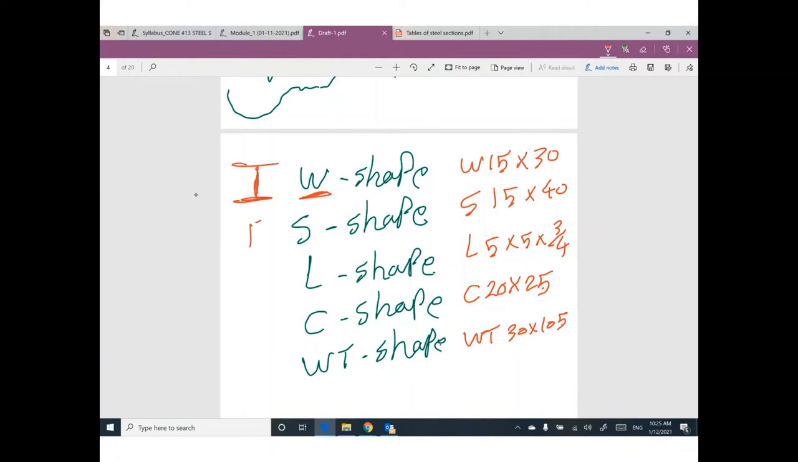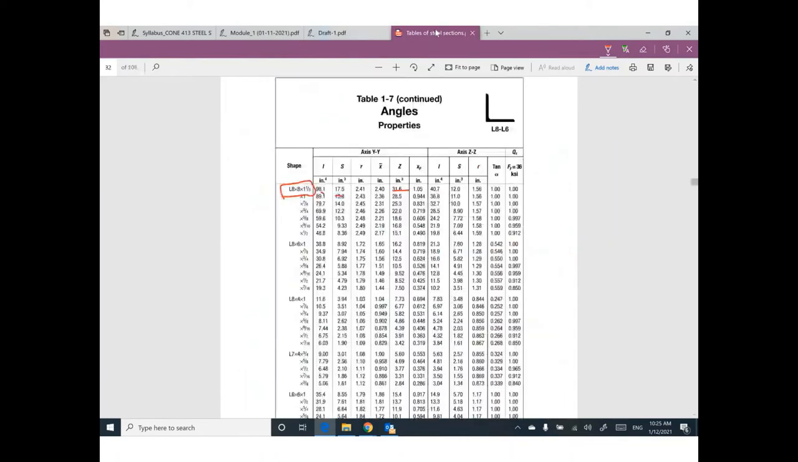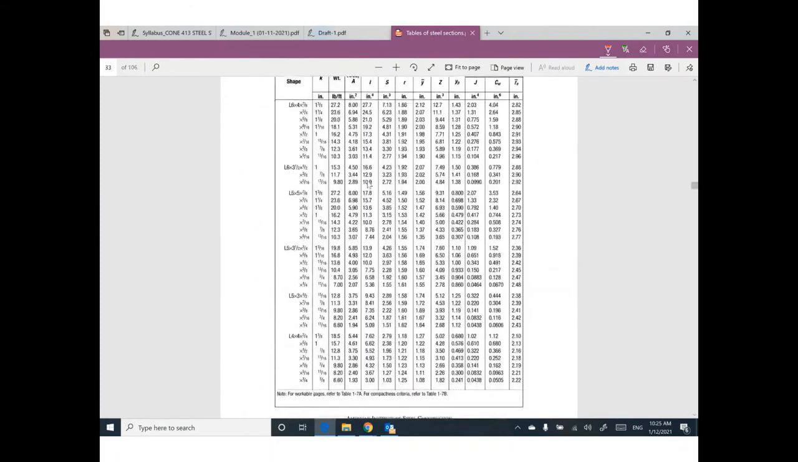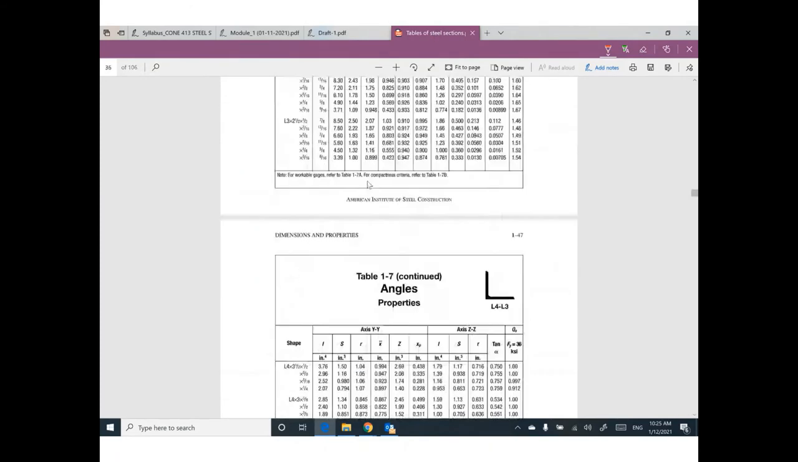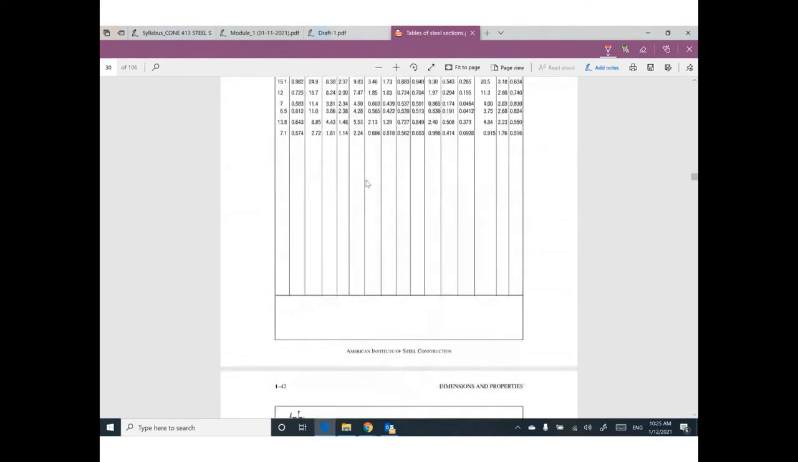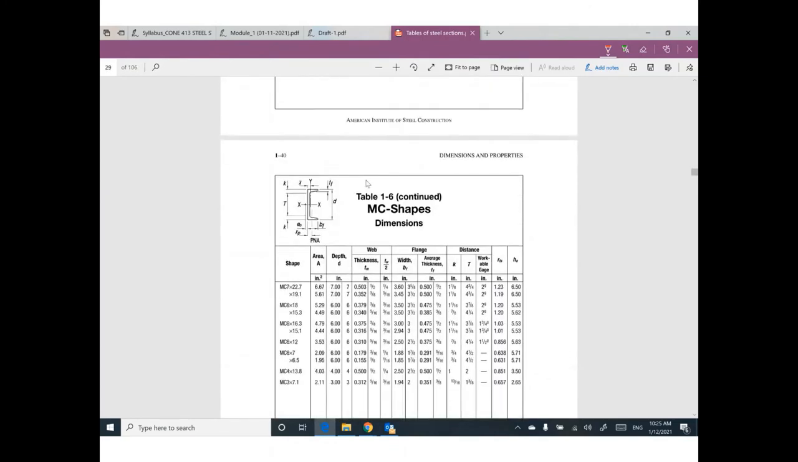This shape looks like I. This shape is angle. This shape is a channel. This shape looks like T. You have to figure out what the name is, then open this file to figure out the section properties for this name. We have here everything related to channels. Whatever the name of the channel, I can figure out the section properties, everything in this cross section.